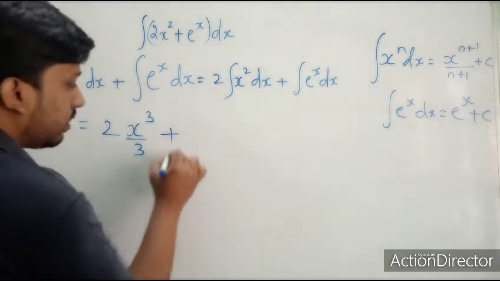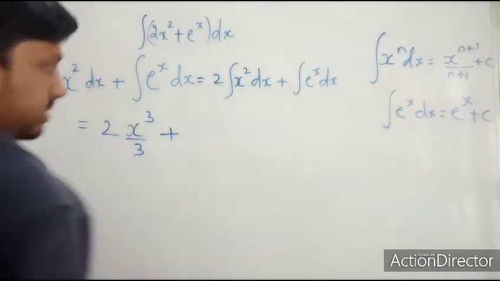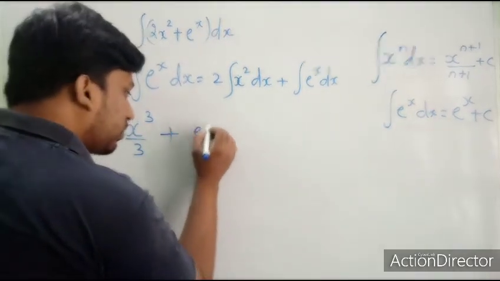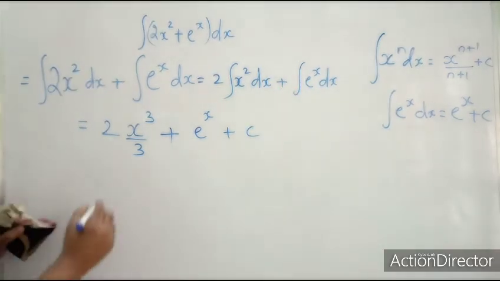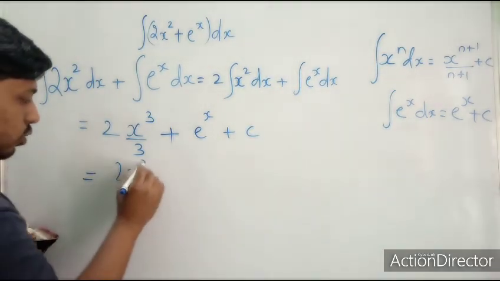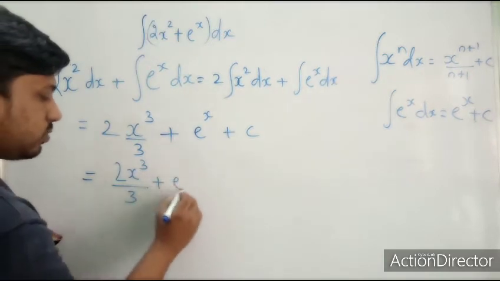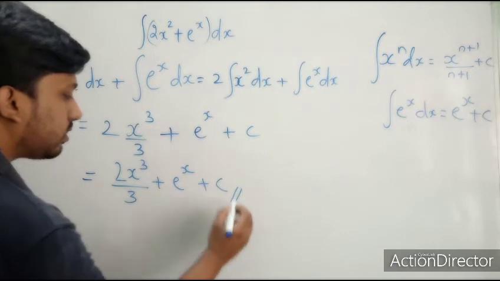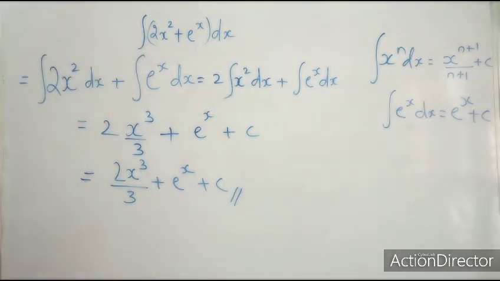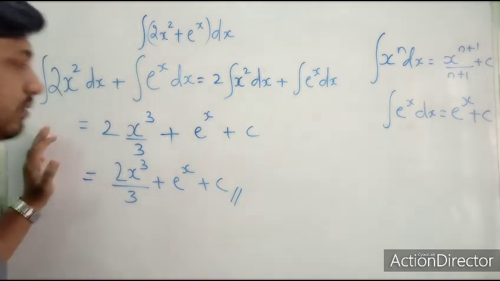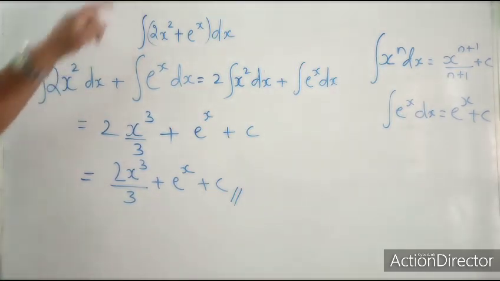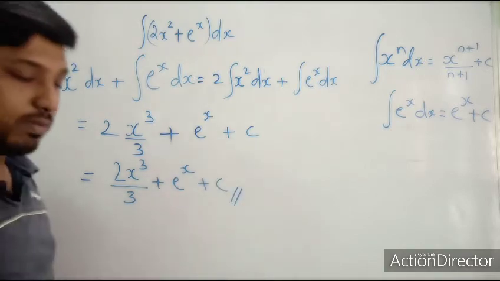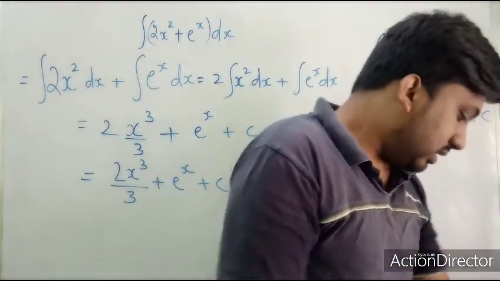Okay, plus what is the integration of e to the power of x? So it is e to the power of x plus c I am going to write, because they will be getting a constant, right? So the overall answer is 2x cube by 3 plus e to the power of x plus c, the answer for the integration of 2x square plus e to the power of x into dx. So this is an indefinite integral. When we go for definite integrals, then we'll be having limits. So after doing this, you are going to apply limits. Okay, anyway, this is the integration.